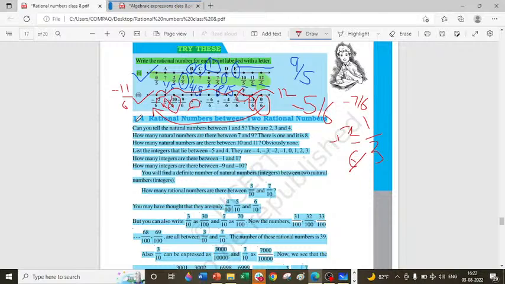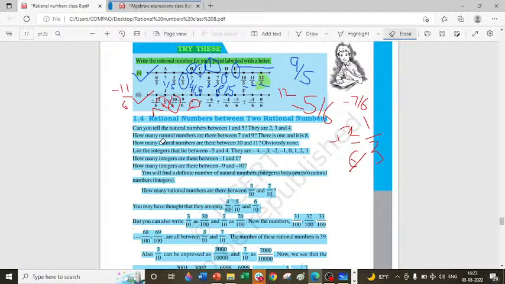अब आपने ये जाना कि हम रैशनल नंबर्स को किस तरीके से नंबर लाइन पे प्लॉट करते हैं, एंड अब हम मूव करेंगे रैशनल नंबर्स बिटवीन टू रैशनल नंबर्स। यहाँ पे आपके दो रैशनल नंबर होंगे, उनके बीच का रैशनल नंबर आपको फाइंड आउट करना होगा। So let's get started with this now. So let me just erase this, and then we will just move on to rational numbers between two rational numbers.